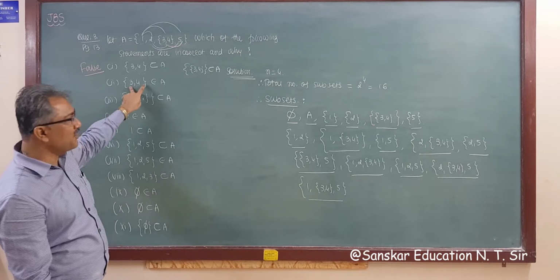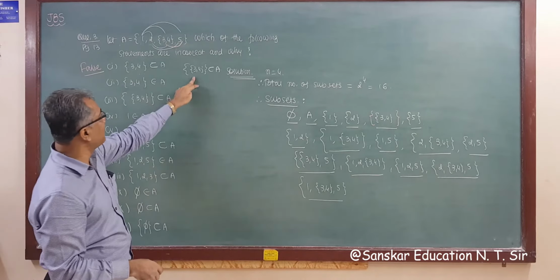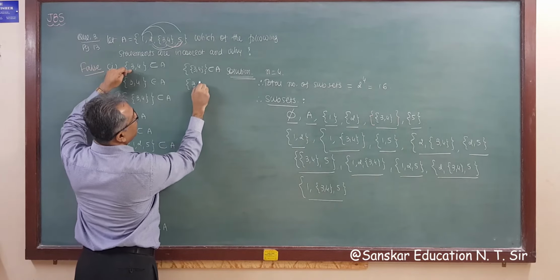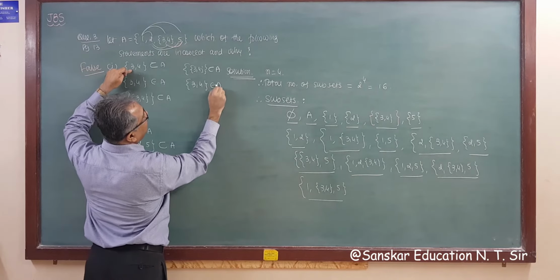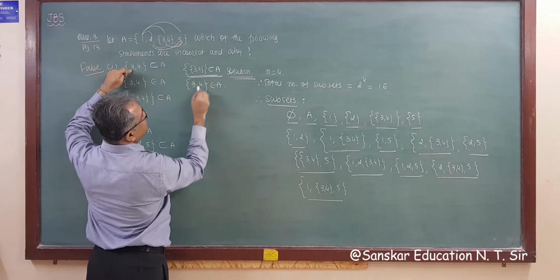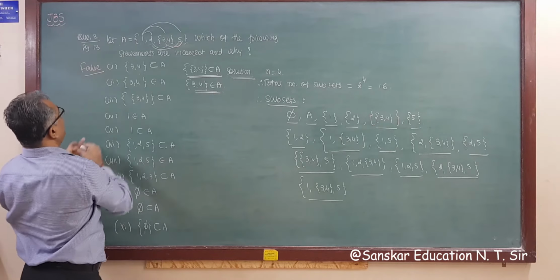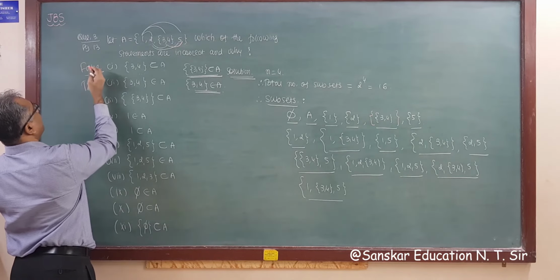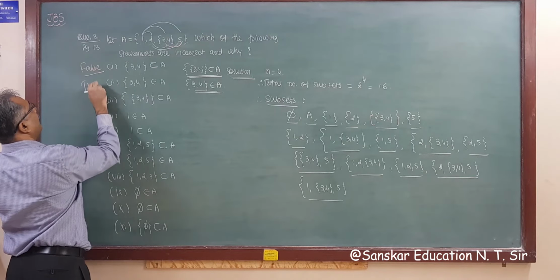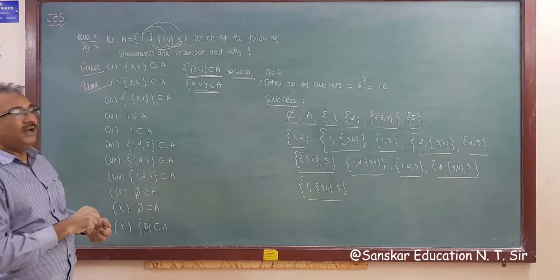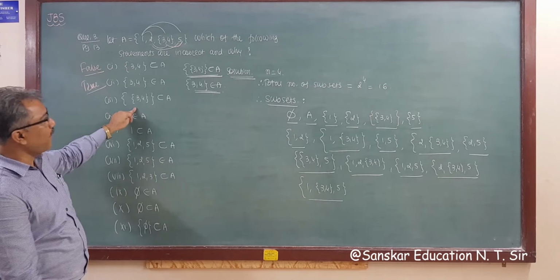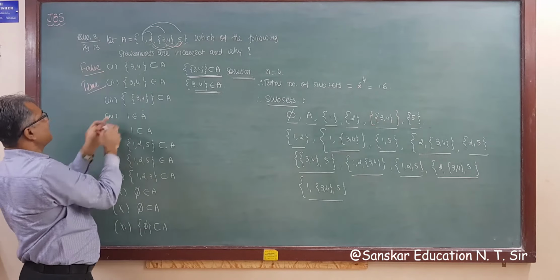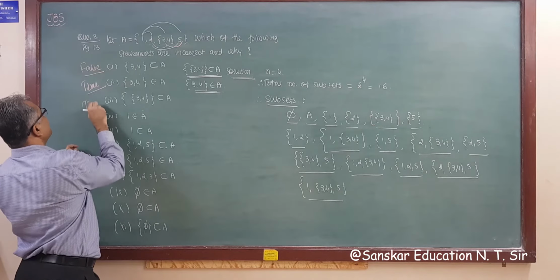Now {3, 4} belongs to A. Yes, we say that this given {3, 4} is an element of A, and 3, 4 is a subset of A. So {3, 4} belongs to A. So this is true. Now see here 3, 4. From this you can get this answer. So this is your true statement. So this is true, right?